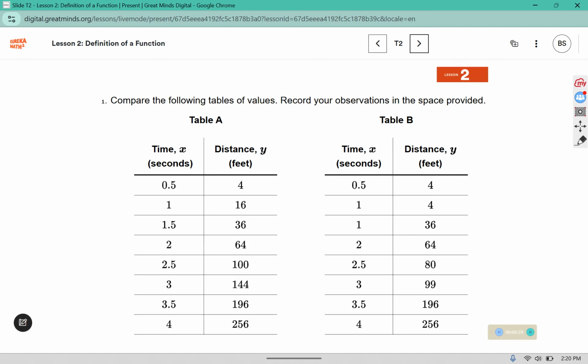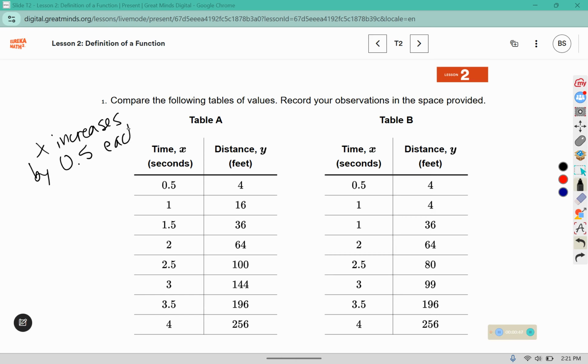Compare the following tables of values. Record your observation in the space provided. In this first table, I see that the x values are increasing by half each time. And I see the y values are also increasing.